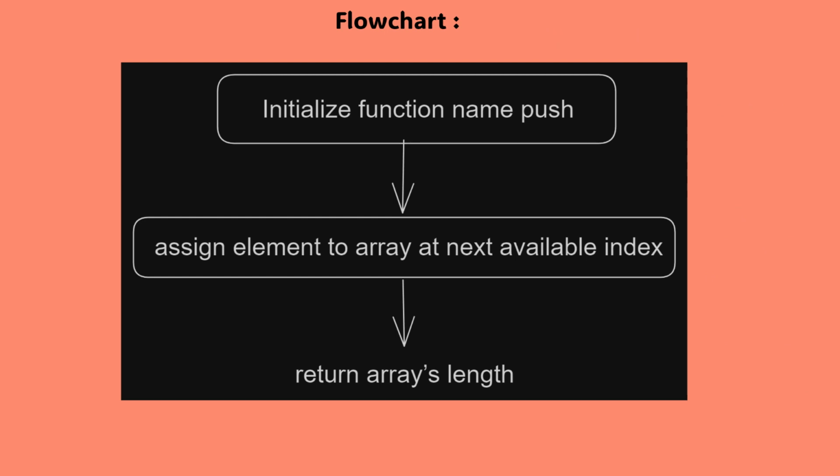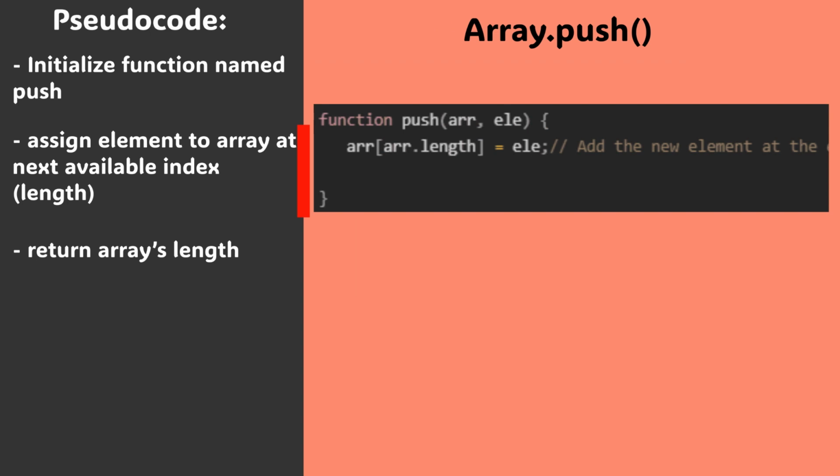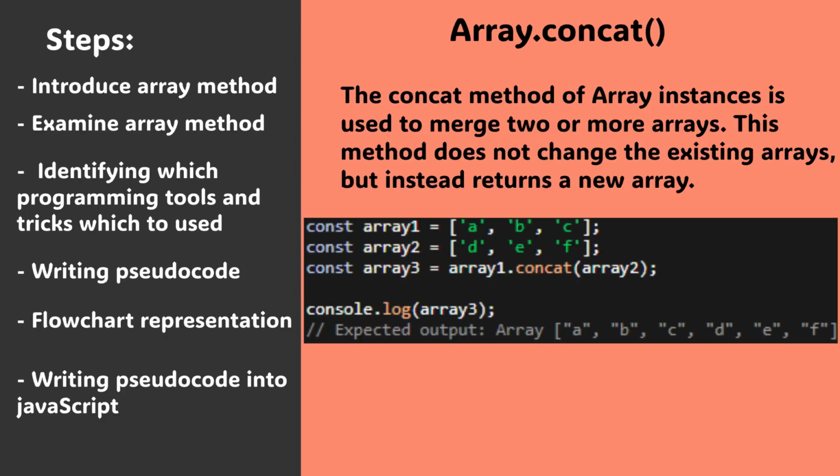Now let's code it up with JavaScript. Initialize a function named push. Assign the element to the array at the next available index. Return the array's length. Next is the array's concat method. The concat method of array instances is used to merge two or more arrays. This method does not change the existing arrays, but instead returns a new array.